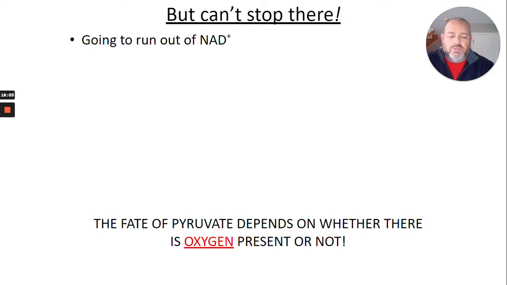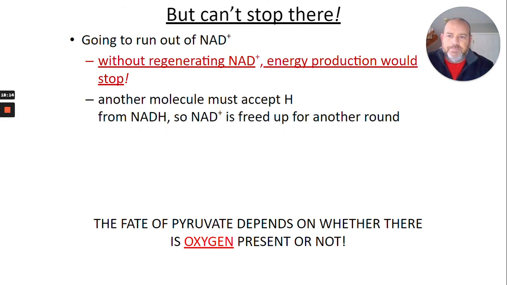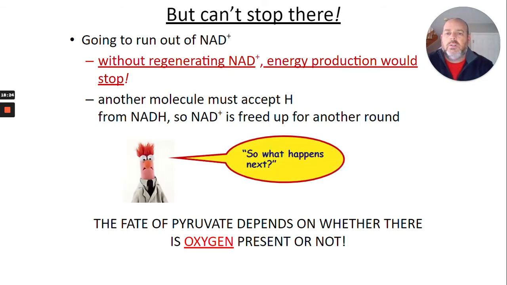So also you could run out of NAD. You have to have a way to regenerate more NAD. If you just made NAD into NADH, pretty soon you'd run out and then energy production would stop. And so another molecule has to take that hydrogen from NADH so that NAD gets freed up for another round, so that it can recycle and go back and pick up more, okay?